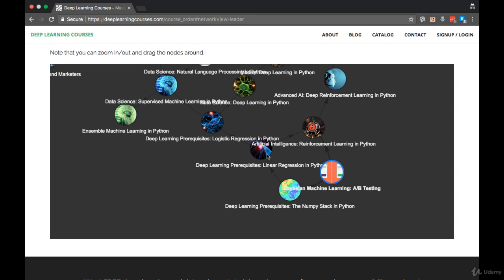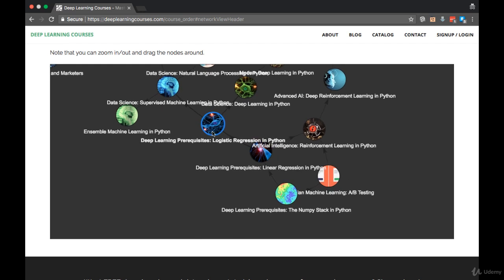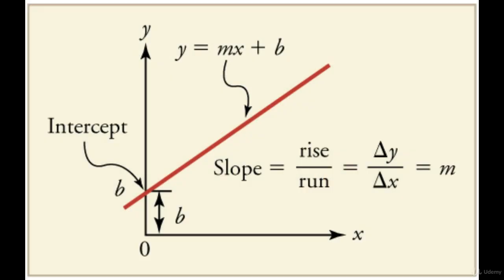Now, after linear regression, we have logistic regression. So why do we go from linear regression to logistic regression? Well, the basic idea is both of these are linear models. In other words, the model is of the form y = mx + b, which is a line.